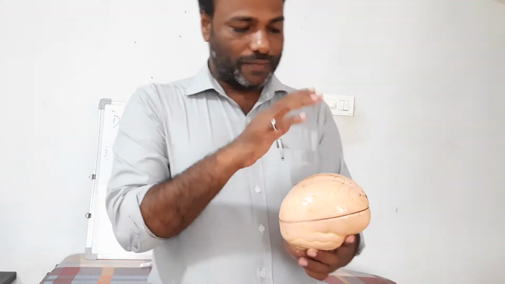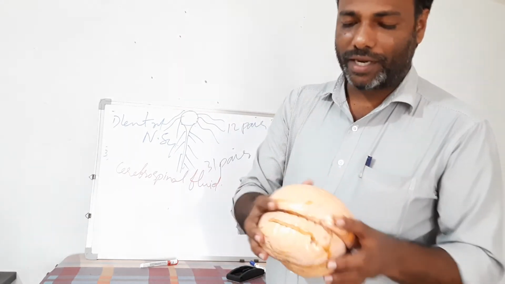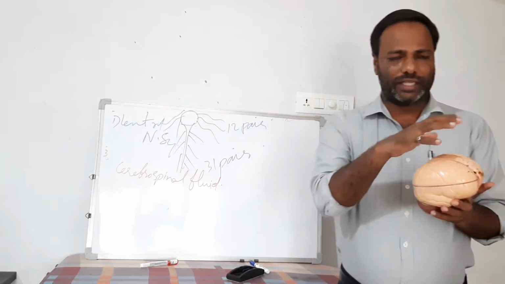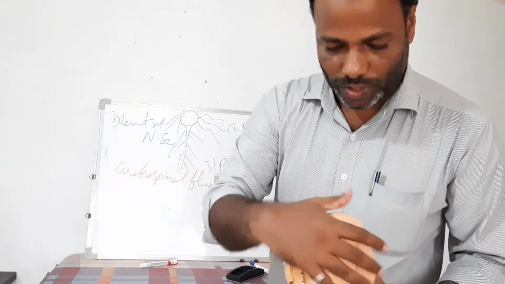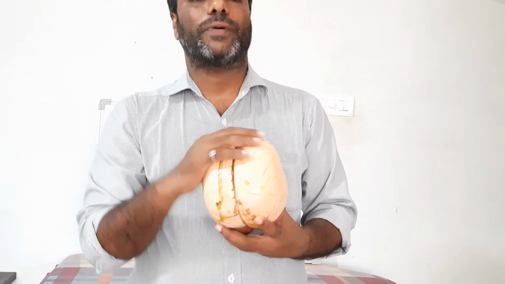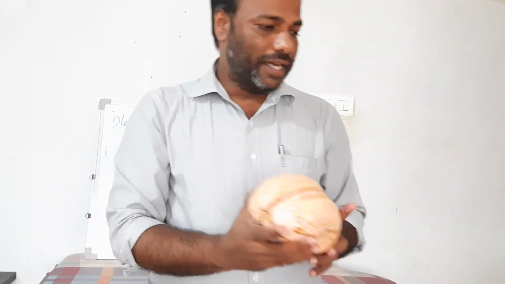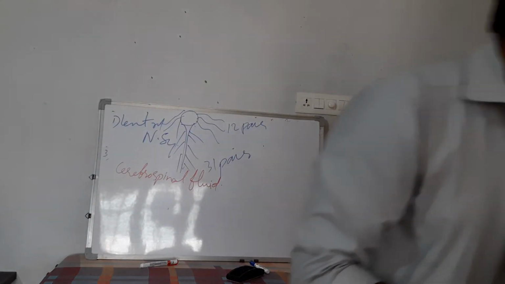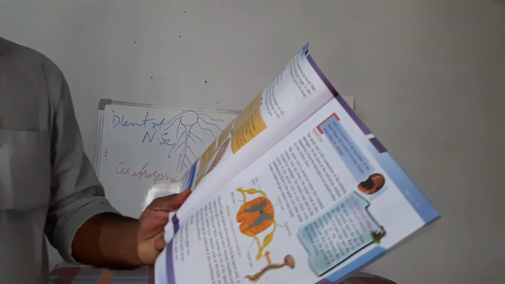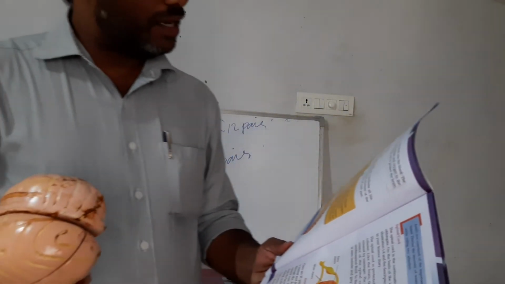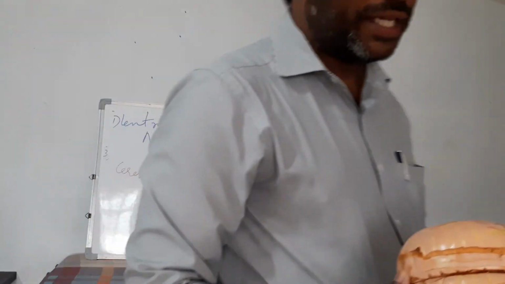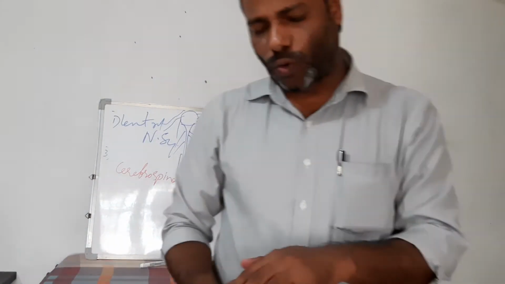Now, what is the function of the brain? It has different parts. This is called the cerebrum. Can you see the gray matter? This is the cerebrum, the biggest part of the brain. What is the function? Here the outside gray matter is called the cortex, and the inside is called the medulla.